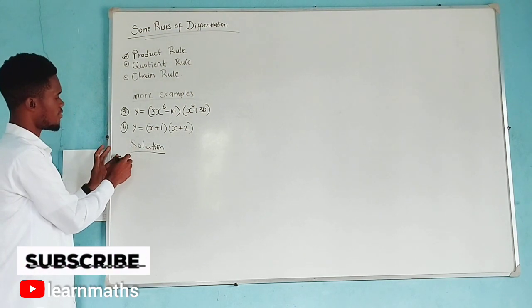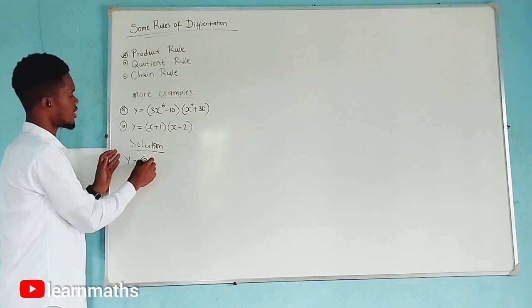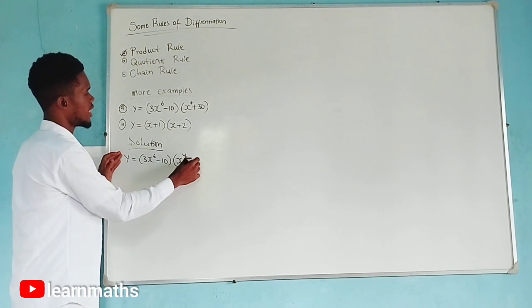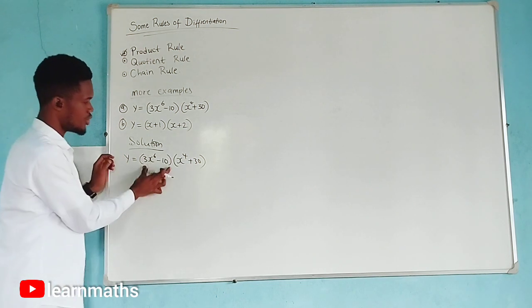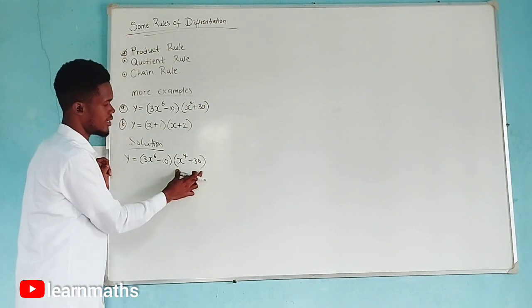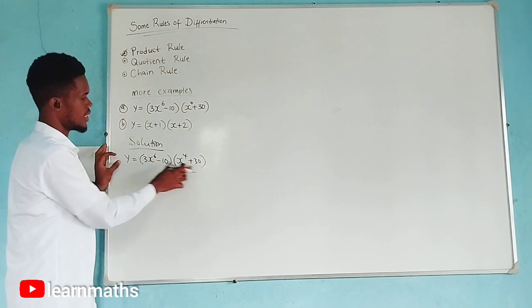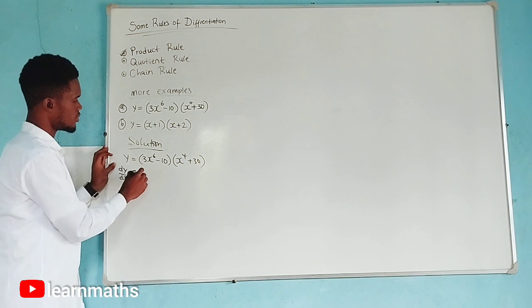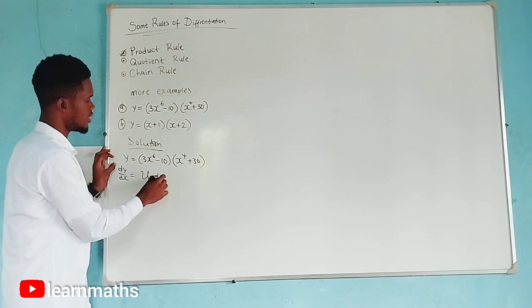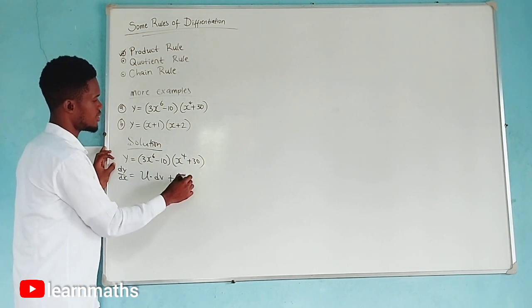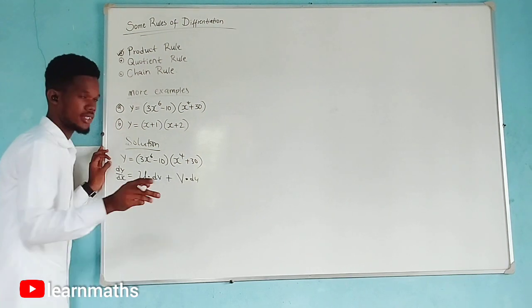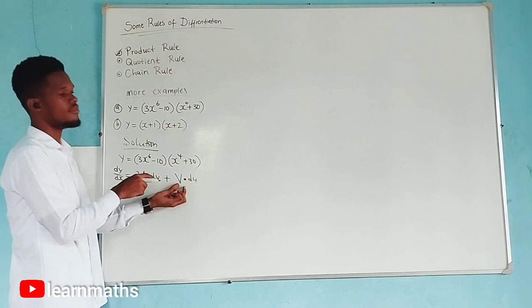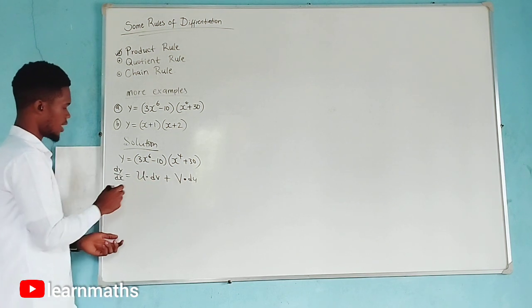The first function we have y is equal to 3x raised by 6 minus 10 times x raised by 4 plus 30. Now, this is our u and this is our v, right? So we say dy dx is equal to u dv plus v du. That's you multiply u with the differential of v plus you multiply v with the differential of u. Alright, so let's get dy.